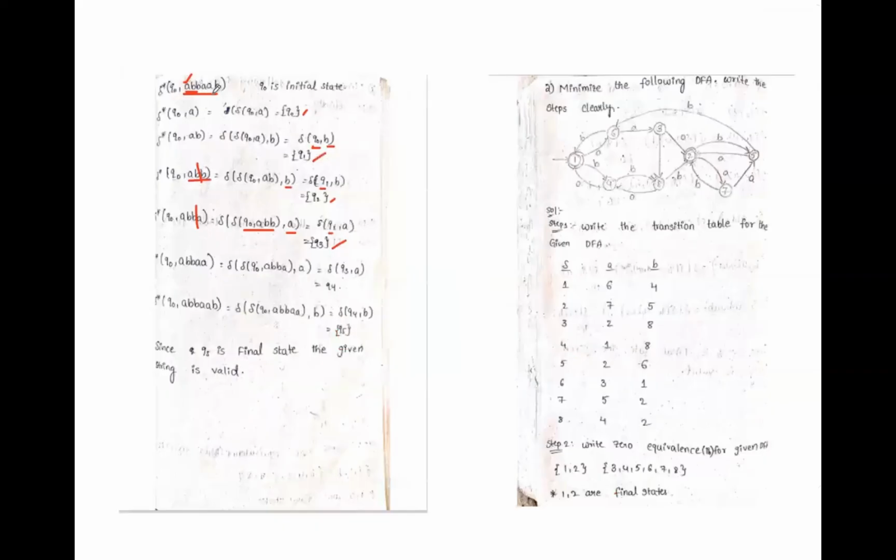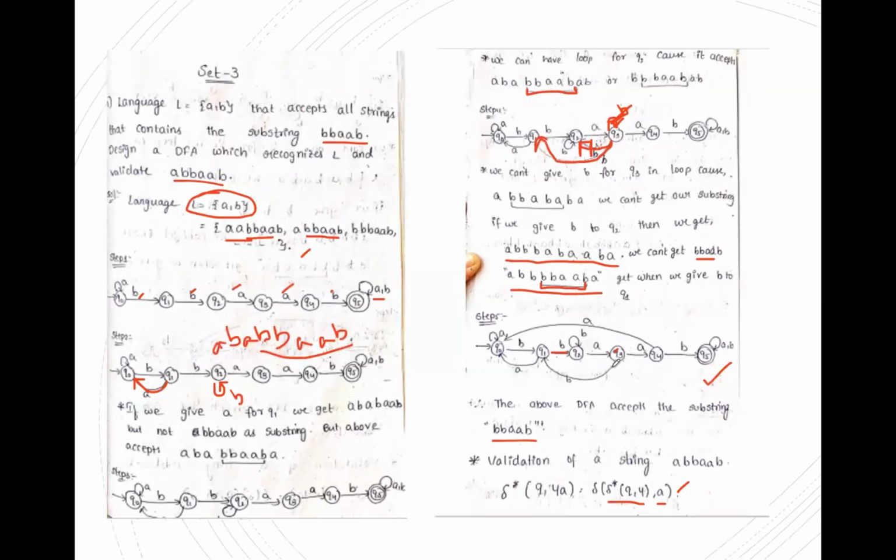Next, take the first five symbols and place these four symbols inside, and the last symbol outside. So this result is Q3, and place the last symbol as it is. So Q3 on A from the transition table is Q4.